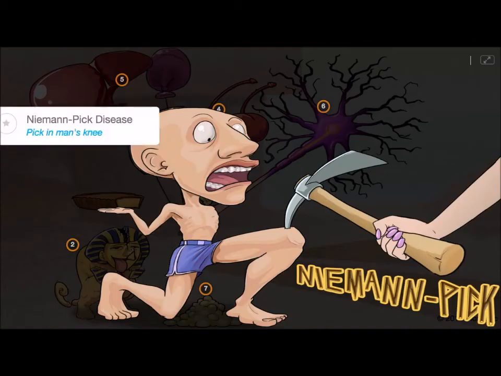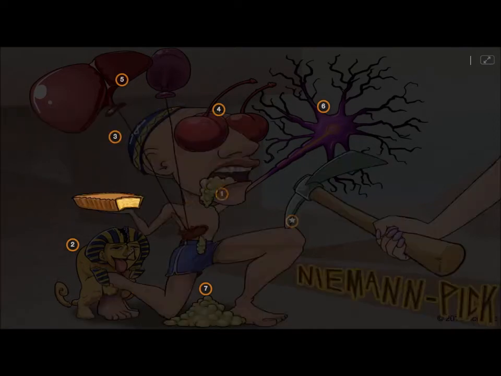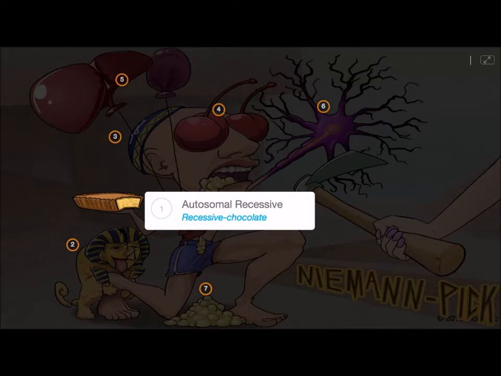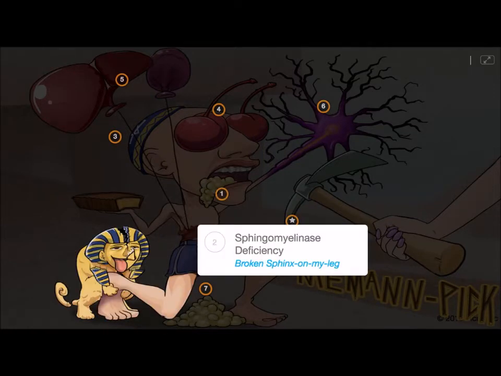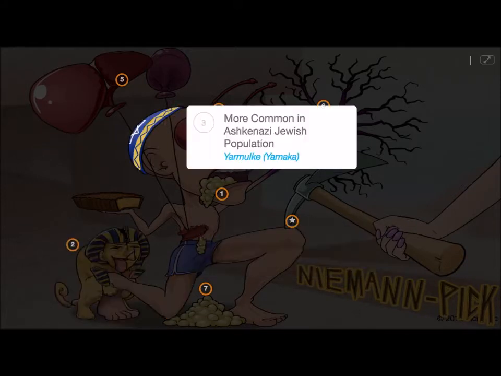This picmonic describes Niemann-Pick disease, portrayed by a pick in the man's knee. This is an autosomal recessive disorder described by the recessive chocolate, which is caused by a deficiency of the enzyme sphingomyelinase, shown by the broken sphinx on my leg. Niemann-Pick disease is more common in the Ashkenazi Jewish population, represented by the yarmulke.